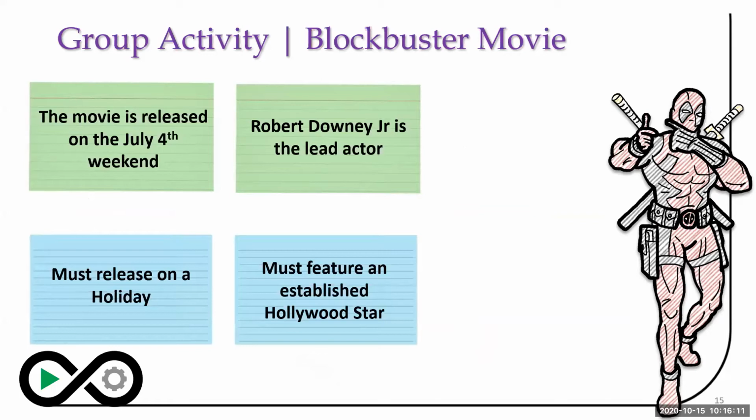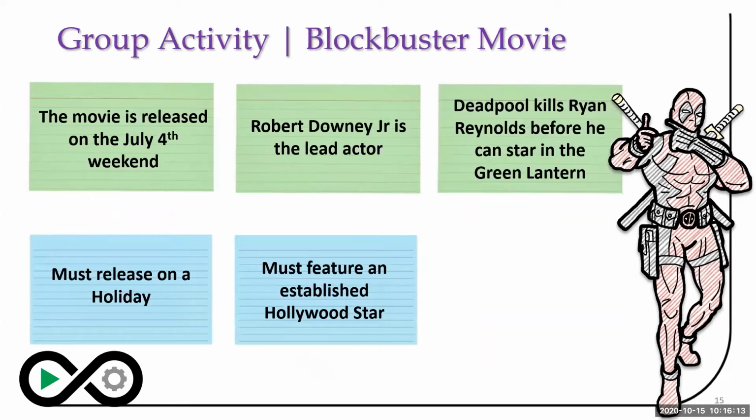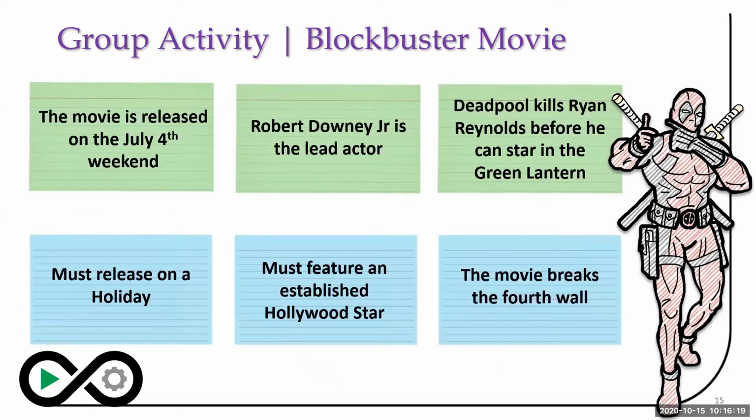And last one to get a little bit meta, since you have Deadpool here. Deadpool kills Ryan Reynolds before he can star in the Green Lantern. That's an example for the rule is the movie breaks the 4th wall, which is something that actually happened in the Deadpool movie. So Deadpool is played by Ryan Reynolds, and in the movie, he kills the actor Ryan Reynolds to break the fourth wall. So it's important to actually have both rules and examples.